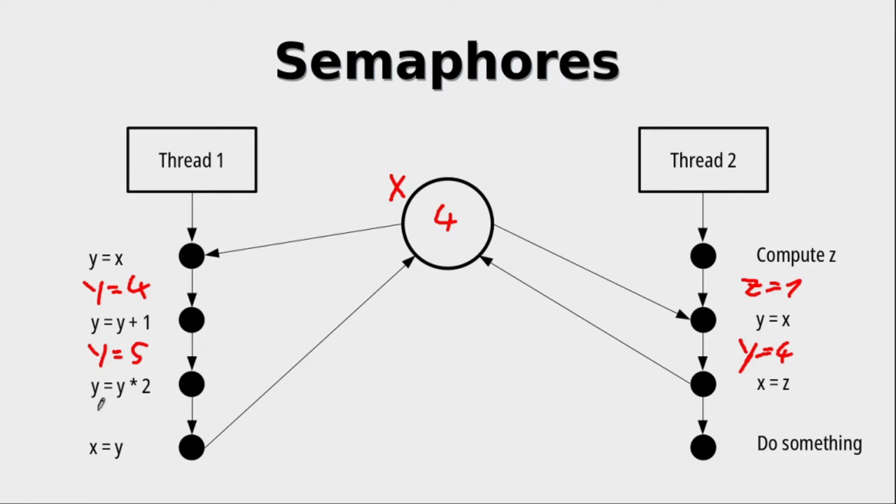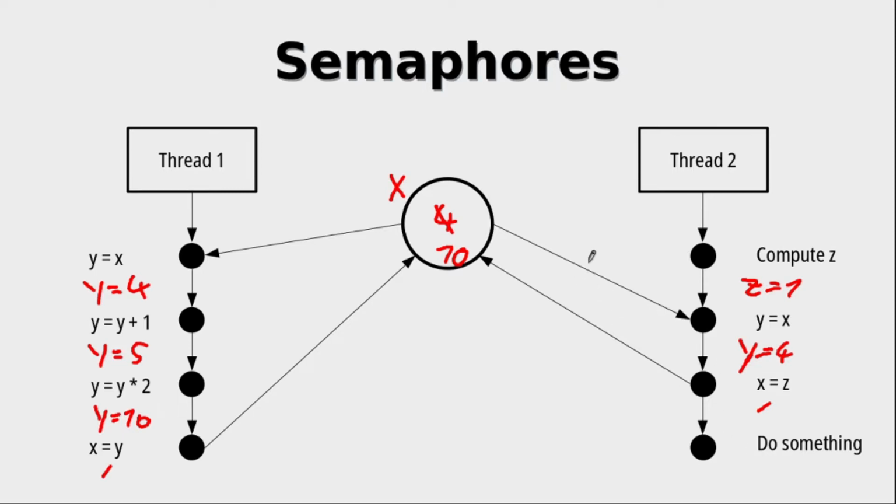Now thread 2 has a go and does some more calculation. What thread 2 tries to do is take the computed Z that it had before and store it into X. Nothing changes when it comes to the values, but this 4 is now a 1. And now thread 1 does the same thing, and it tries to store the value of Y into X, so now it is actually 10. And now thread 2 does something.